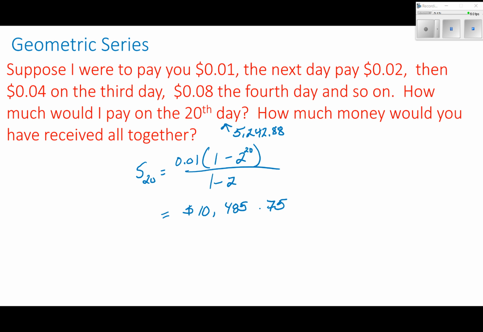Work all this out, it ends up being $10,485.75. So over 20 days, starting out with a penny, doubling every day, you would end up with $10,485.75.